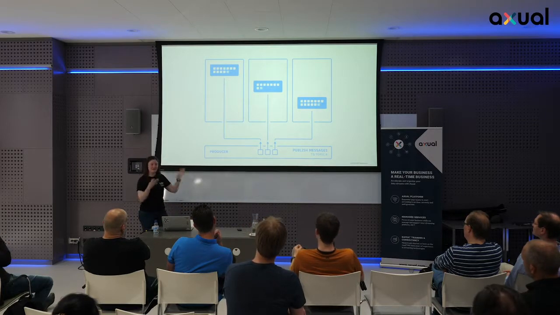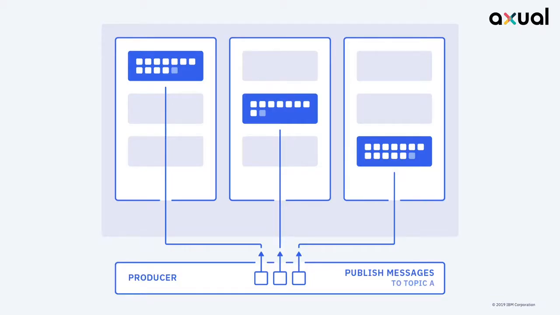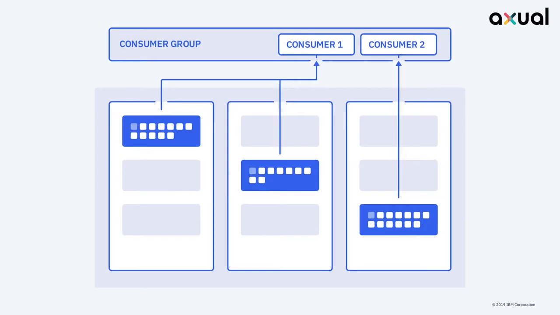I'm assuming you are fairly familiar with these terms, but producer is what we call applications that are sending events into Kafka. And then we have consumers that are pulling from Kafka. Consumers often run as part of a consumer group, and they will basically work together to read all of the records from a particular topic.